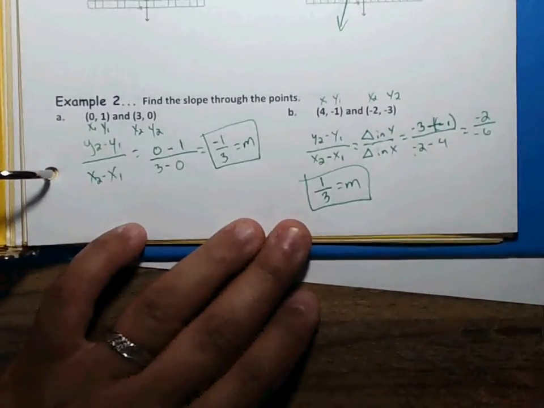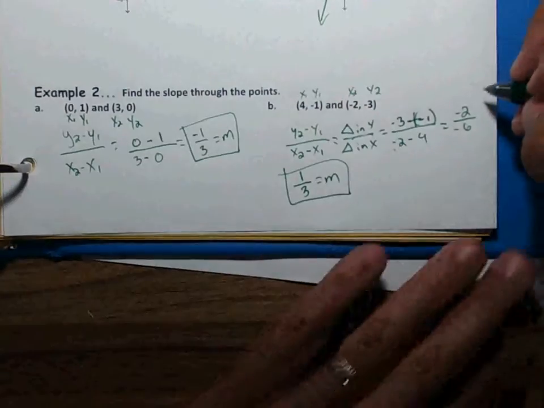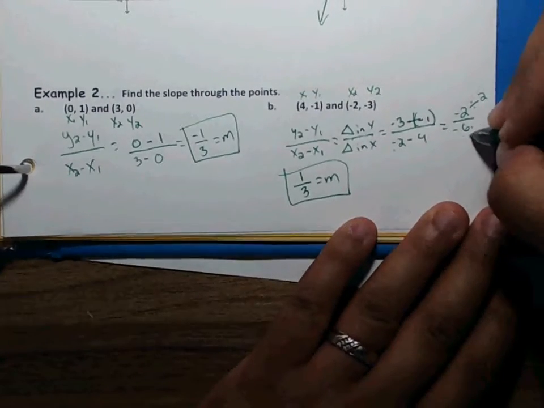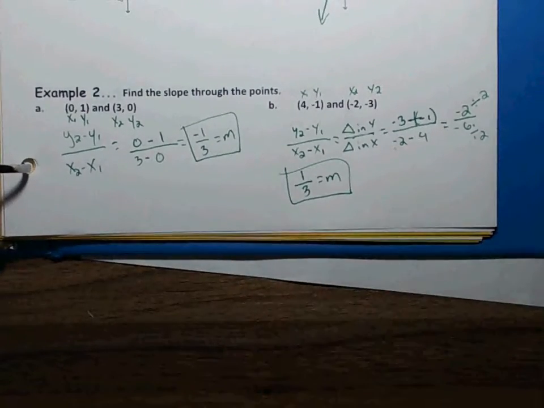I got 1 over 3 because to simplify a fraction, you're going to divide by the greatest common factor. So I divided the top by 2, and I divided the bottom by 2. 2 divided by 2 is 1. 6 divided by 2 is 3. Any questions? It should be a bit of a review from what we've done to this point.